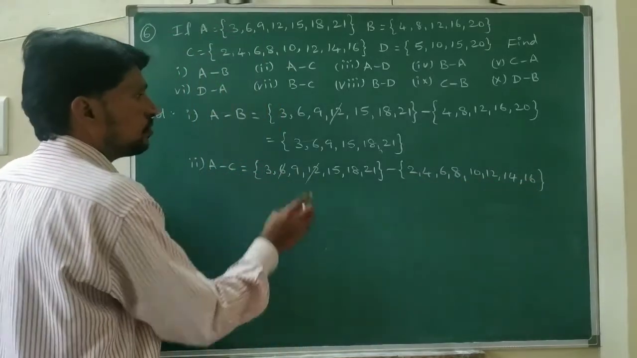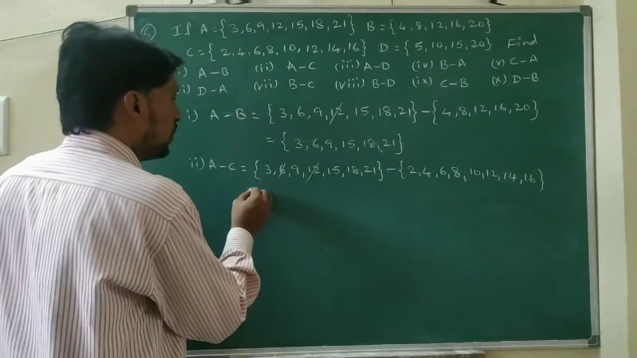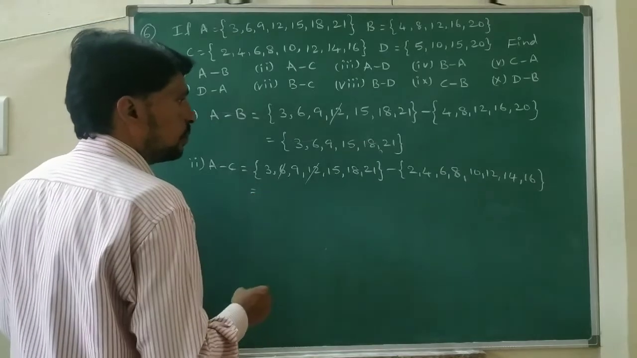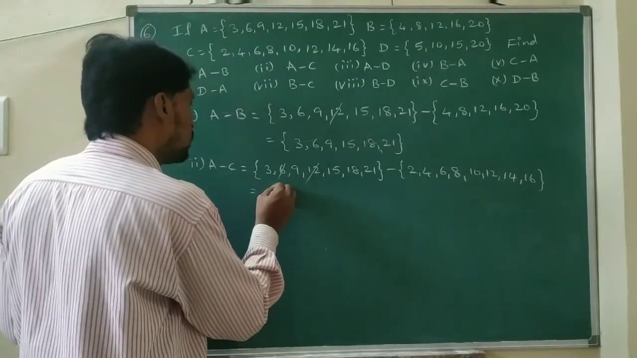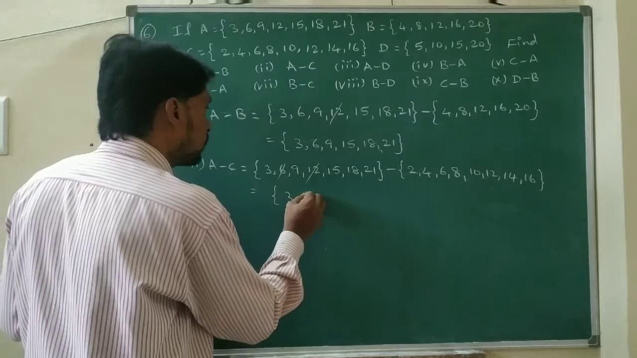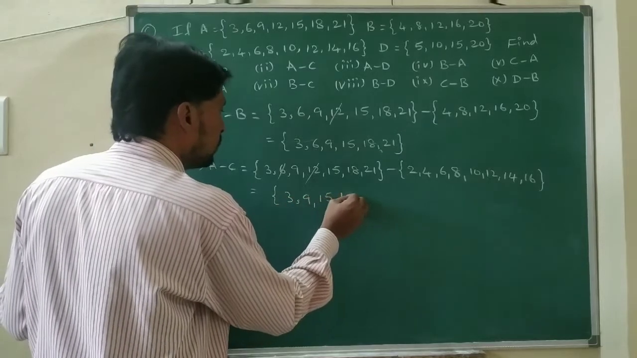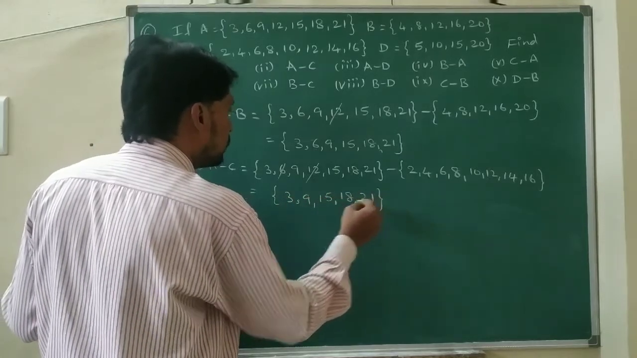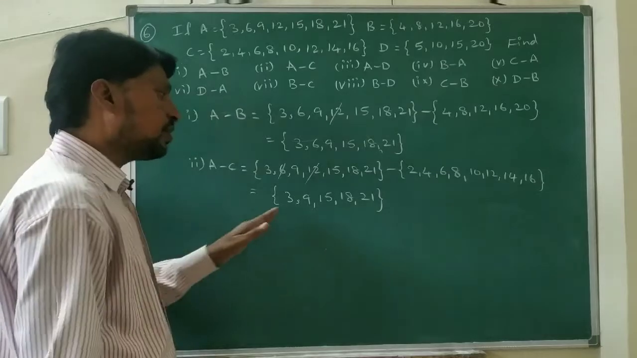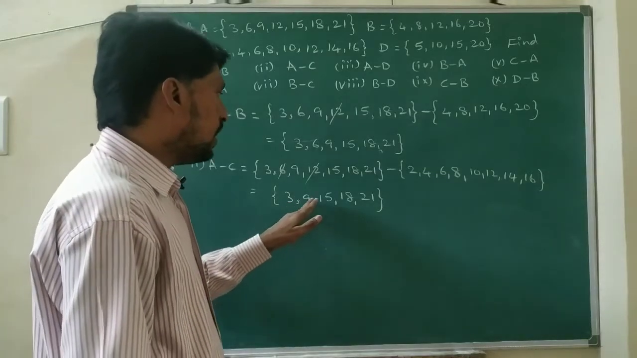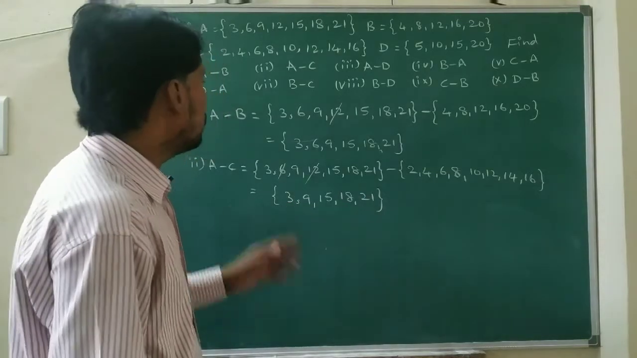So that's it. 6 and 12 are the common. So remaining in the first set, what are the remaining elements? That one we need to write. So what are remaining here? 3, 9, 15, 18 and 21. So A minus C equals, we got it here: 3, 9, 15, 18, 21.